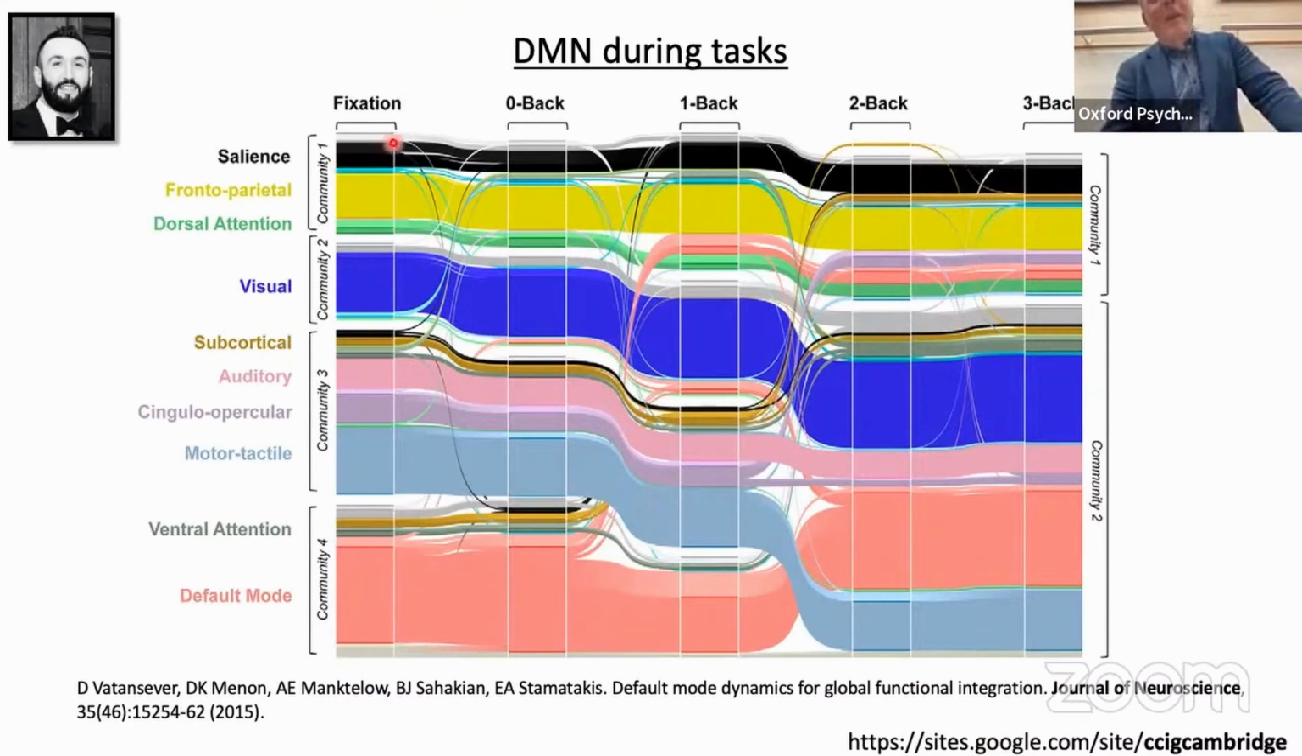And here you have a working memory task that gets increasingly more difficult, very, very difficult at the end here, where you see single characters on the screen, and you have to remember whether the character 3 back is the same as the one you're seeing now. You can see that the more difficult the task becomes, the more you get these strands of the DMN relating to these other frontal parietal areas that are essential for the task.